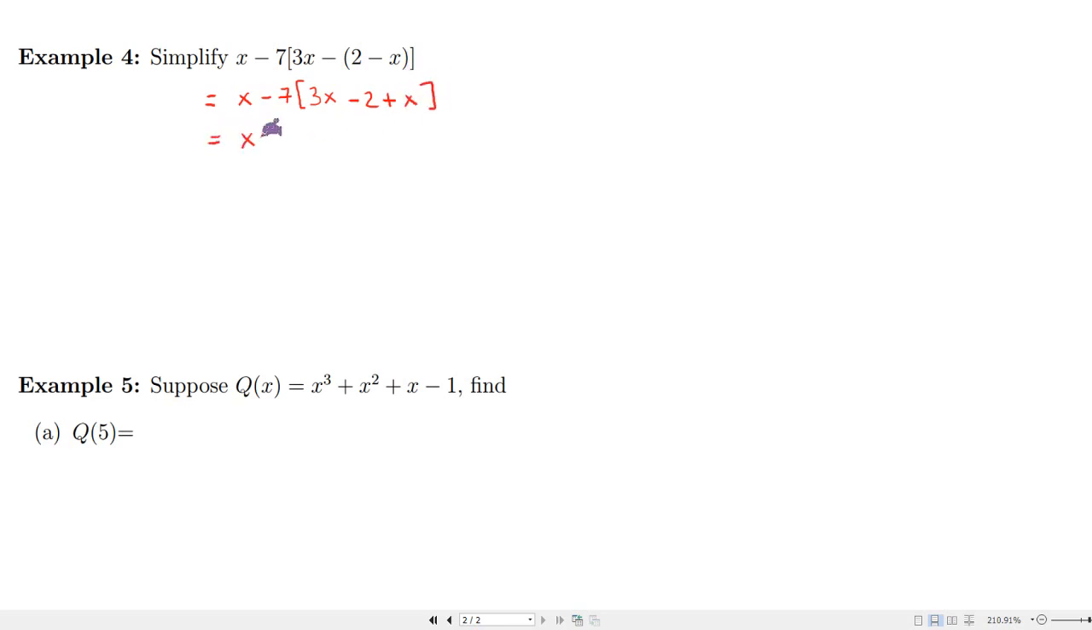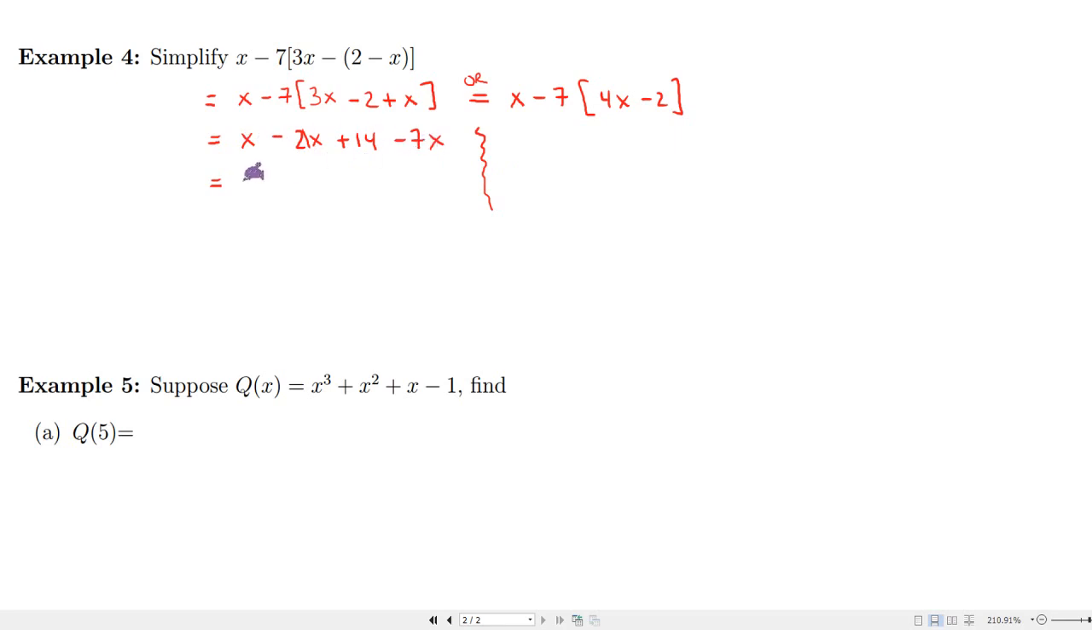Okay, so then x minus 21x plus 14 and then minus 7x. Although, an alternative is you could actually simplify what's on the inside here before you do the distribution. Like the 3x and the x could combine to be a 4x minus 2 before you distribute. We could do those separately if you want.